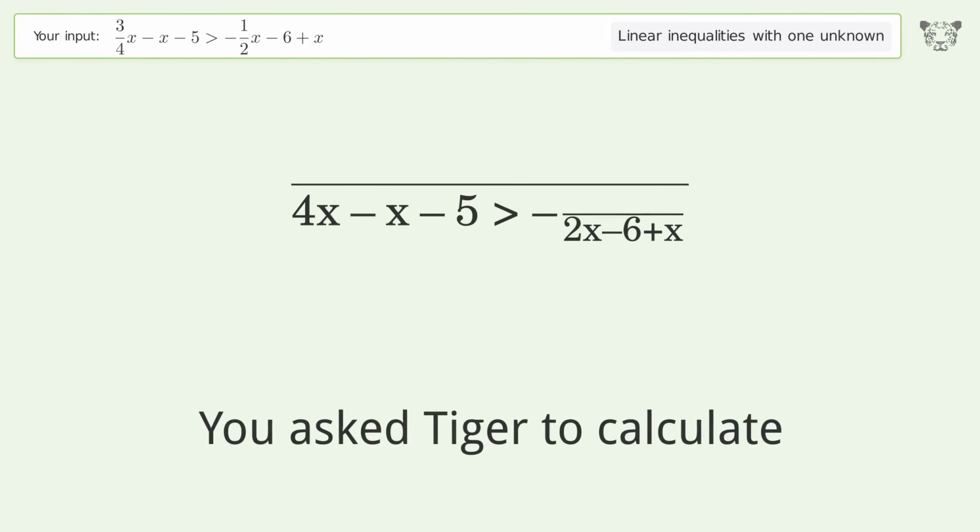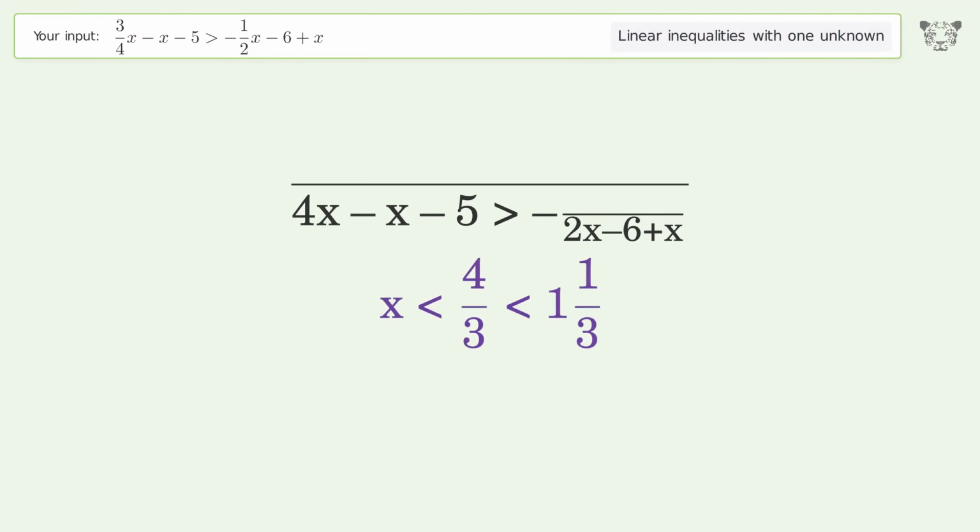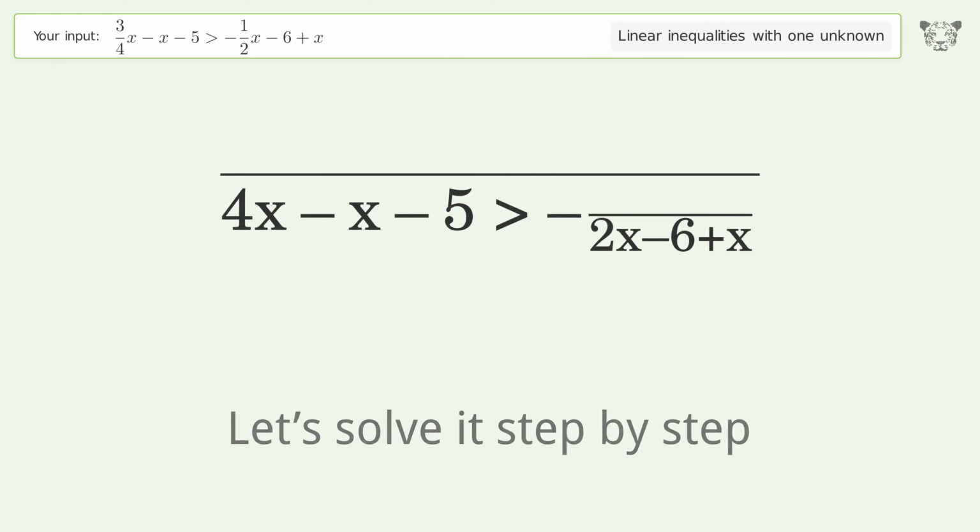You ask Tiger to calculate. This deals with linear inequalities with one unknown. The final result is x smaller than 4/3 smaller than 11/3. Let's solve it step by step.